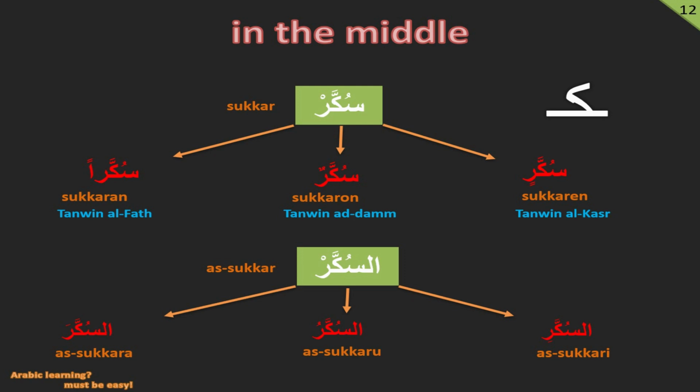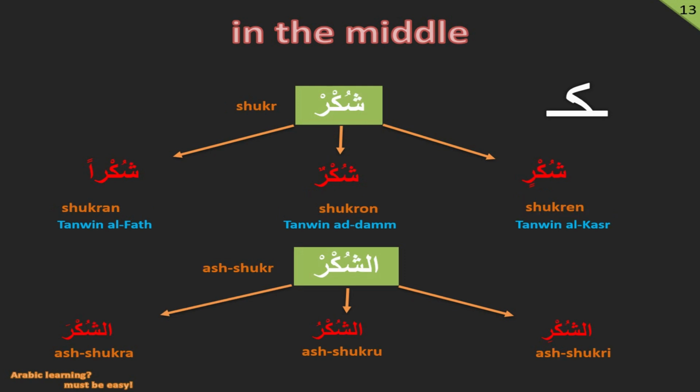Now, al-sukkar is with al-ta'rif, so al-sukkar with fatha at the end would be al-sukkara, with dhamma at the end al-sukkaru, and with kasra al-sukkari. Now we take the second example, shukr. With tanween al-fath would be shukran, here with alif. With tanween al-dham, shukrun, and with tanween al-kasr, shukrin.